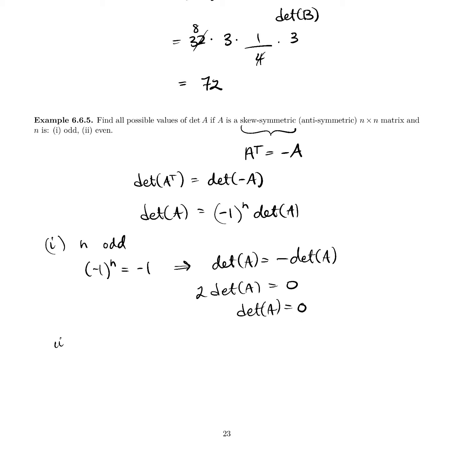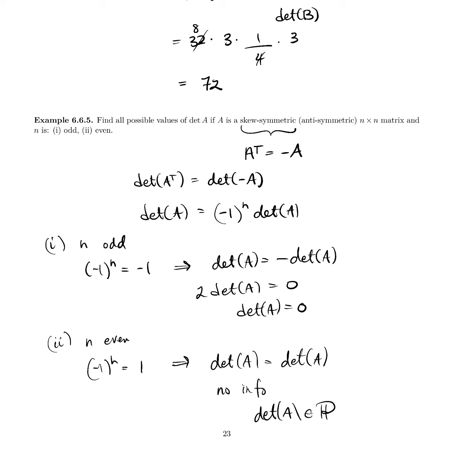Second case, what if n is even? If n is even, then minus 1 to the n is equal to 1, which means that the equation above becomes the determinant of A is equal to the determinant of A, which, while true, gives us no information, right? We have no information, and so that means that the determinant of A really can be any real number.